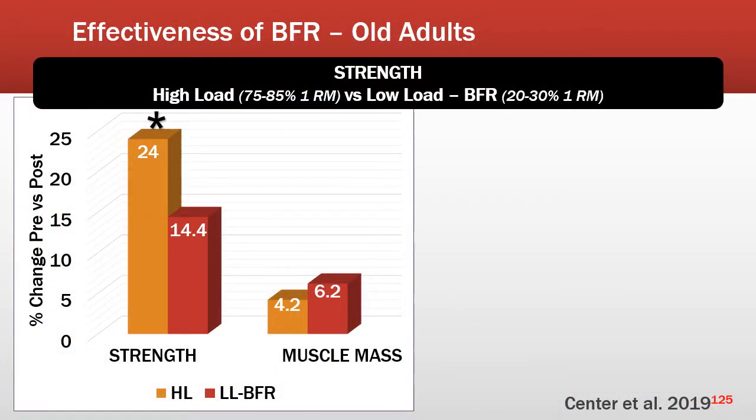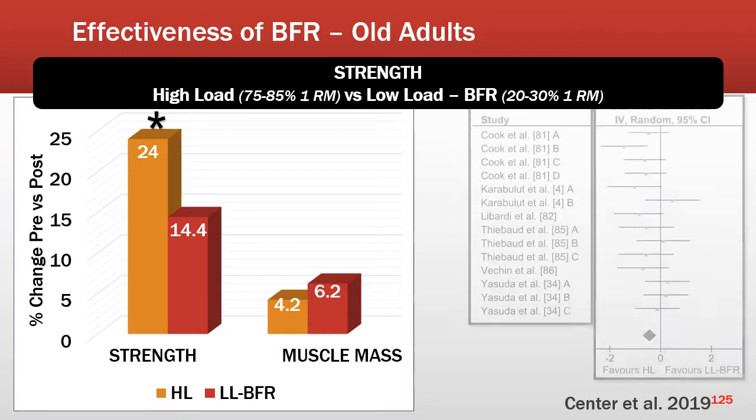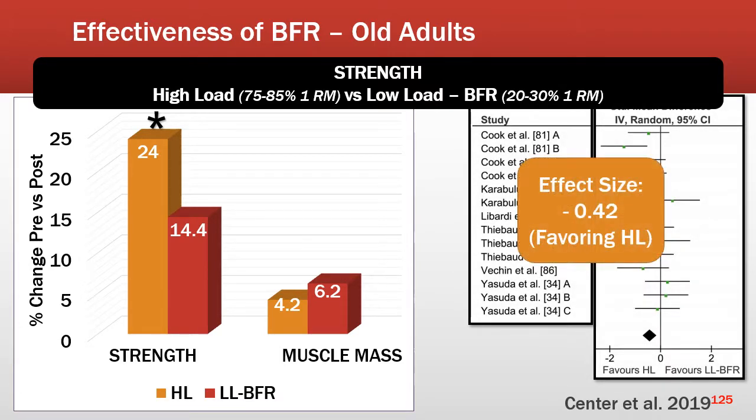And when you're looking at the effects in this older adult population, you can see that for strength, when you're looking at high intensity loads versus low intensity loads of BFR, in this patient population high intensity actually wins out. However, you need to make sure that their high loads are 75 to 85% of their 1 rep max, which I would argue, at least in my experience, I haven't seen done consistently in the clinical setting. And then the low intensity BFR is 20 to 30% of their 1 RM. And this is what it looks like with an effect size, favoring the high load group.